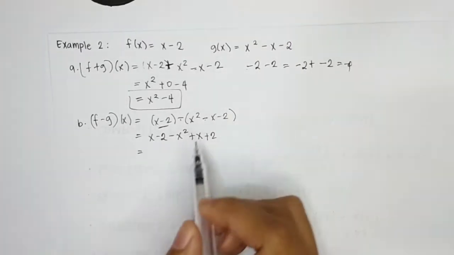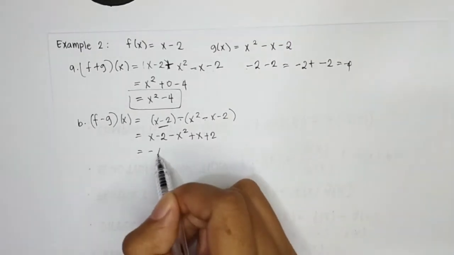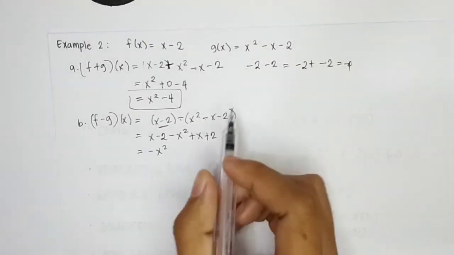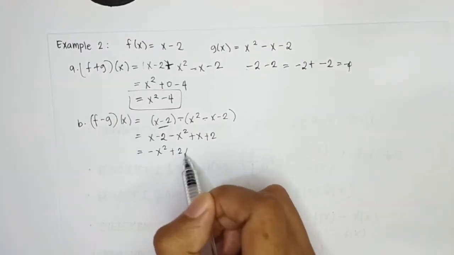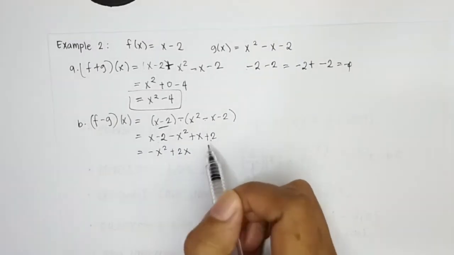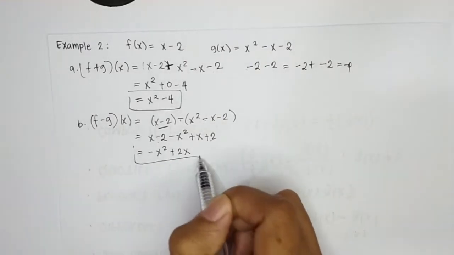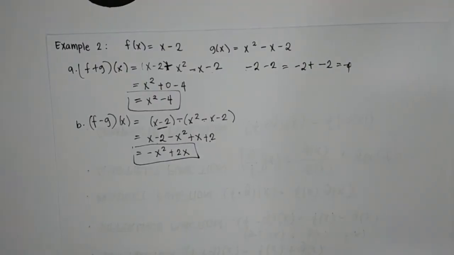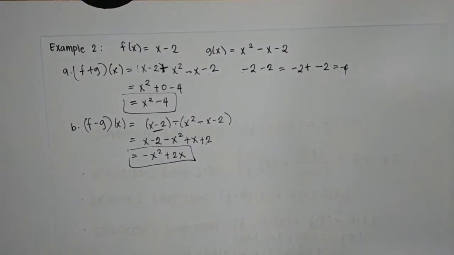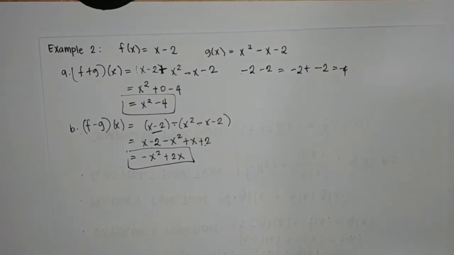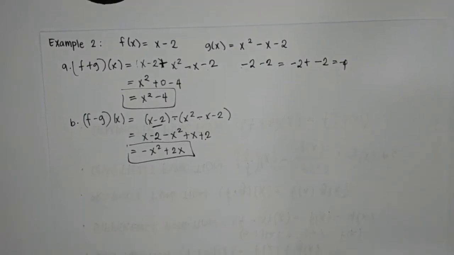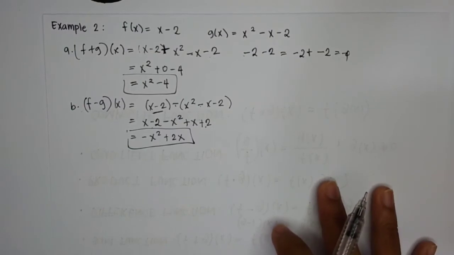So we have here, copy yung negative x squared. X plus x, that is 2x. So plus 2x. Negative 2 plus 2, that is 0. So this will be our final answer. So yan yung difference ng function natin. Okay. So let's have letter C.